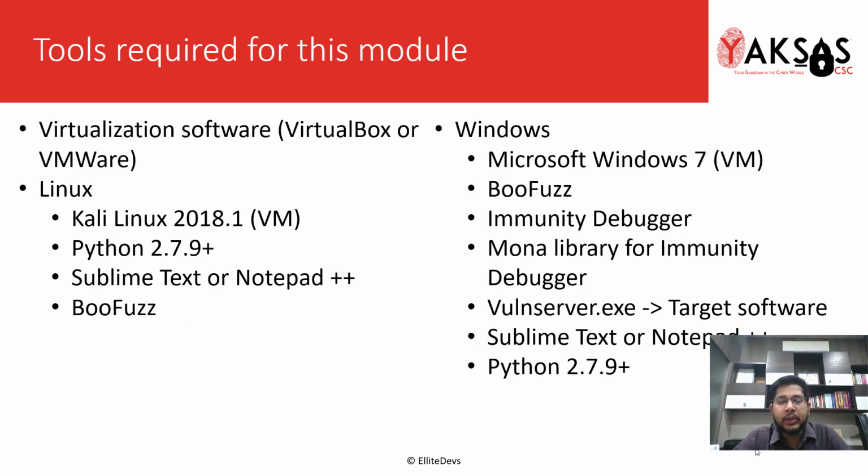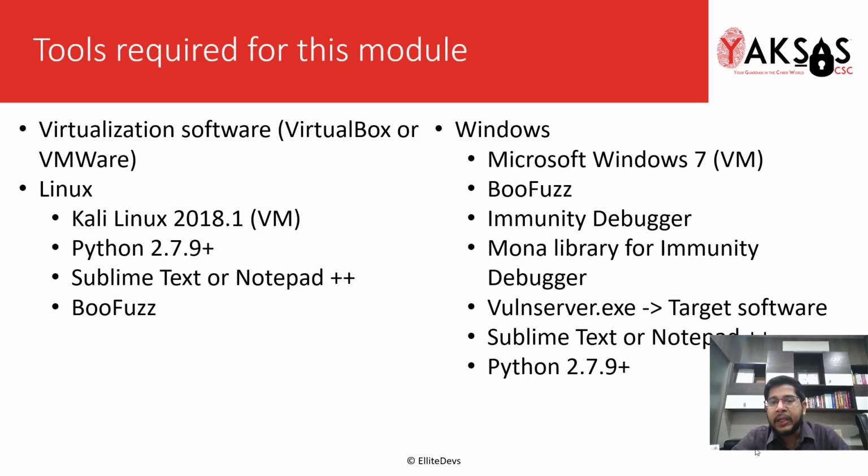So beginning with the tools required for this particular module, we'll need virtualization software. You can use either VirtualBox or VMware, and we'll need two virtual machines, one Linux box and another Windows box. For Linux, I will be using Kali Linux 2018.1 as a VM, and on that I'll need Python 2.7.9 plus, and a text editor. You can use either Sublime Text or Notepad++ or any other text editor of your choice. And for fuzzing, we'll need BooFuzz on the Linux box.